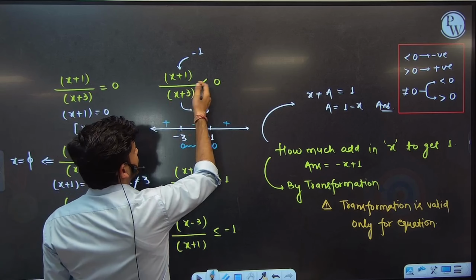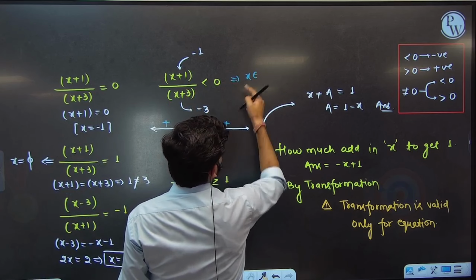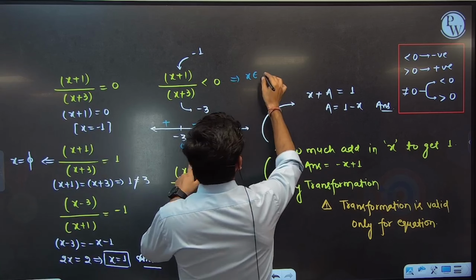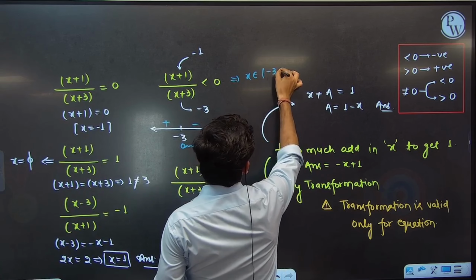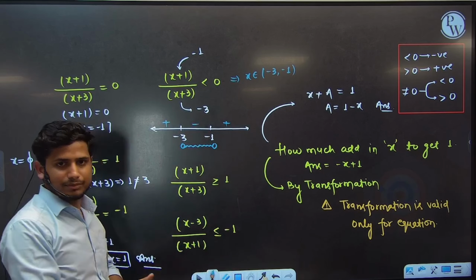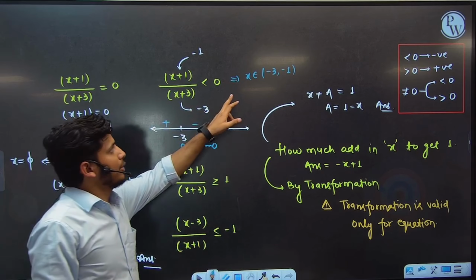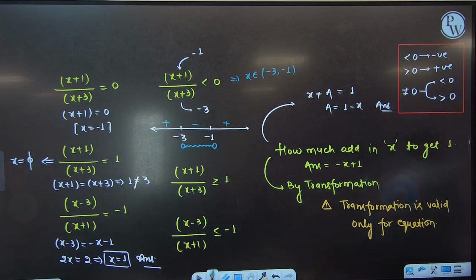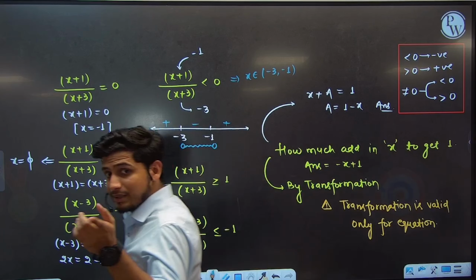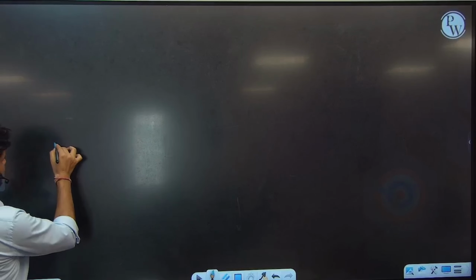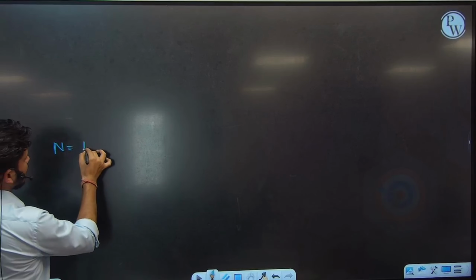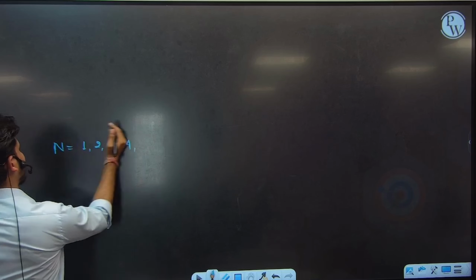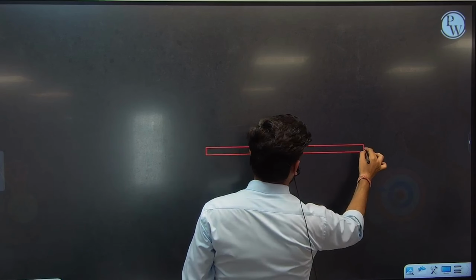So what will be the answer? x belongs to the interval from minus 3 to minus 1. Tell me why we use this bracket. We exclude minus 3 and minus 1. Now what is the reason behind it? Here, tell me the natural numbers: 1, 2, 3. Okay, I will come to this part later.